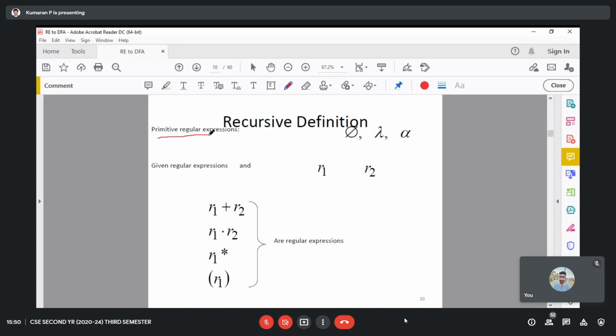These are all the primitive regular expressions. Which ones? Empty string, null set, or a single input. I mean I can say that these are all possible regular expressions. One is union, concatenation, closure, or representing the individual element in the parenthesis. Okay, so now we will see one by one.